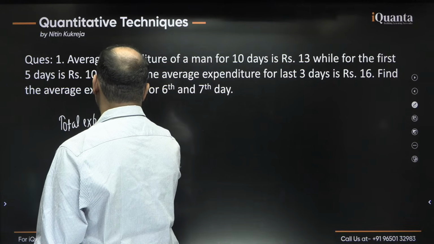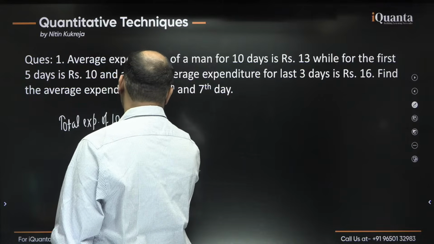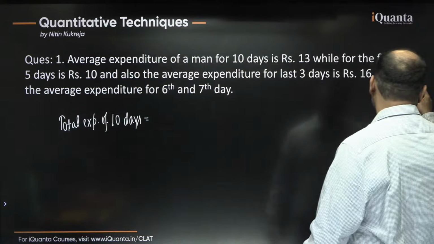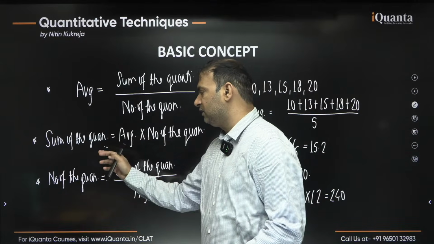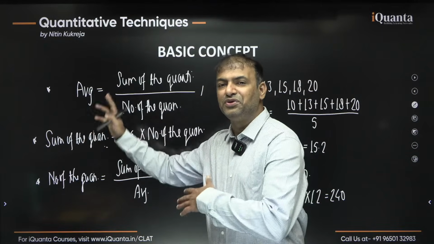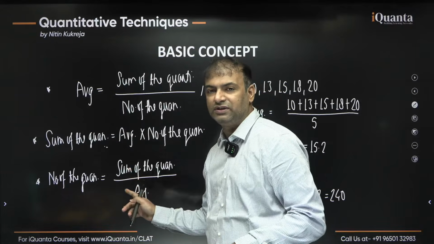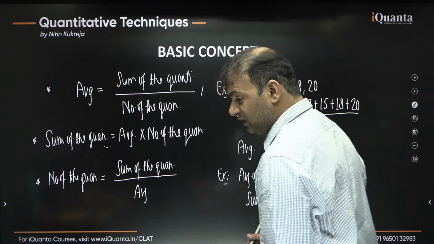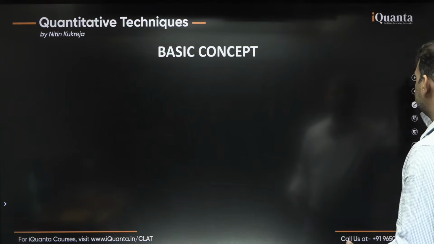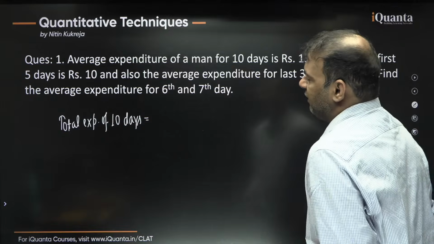Okay, remember I told you a few formulas in the first slide, right? And I told you that the first 2 formulas are used most, and the second formula, in fact, is sometimes used more than the first one, right? That is about the sum of the quantities. It's very simple. Sum of the quantities is the average into the number of the quantities. Very simple formula, right? So we'll use this. Sum is what? The average into the number of the quantities.